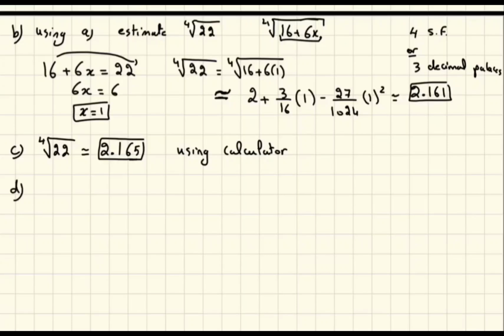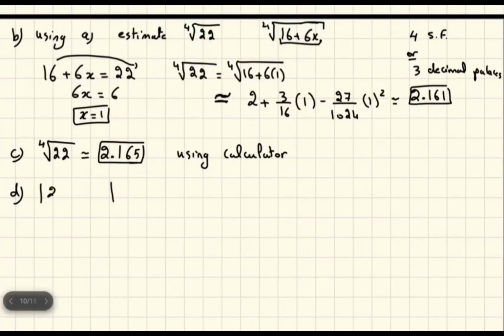Now, in part D, they might ask you what is the difference between the estimation we did in part B and the estimation we did using calculator. In this case, you're going to subtract. You can use absolute value, and you do 2.165 minus 2.161. And the answer of this, when you do it, will be absolute value of 0.004, which is only 0.004.